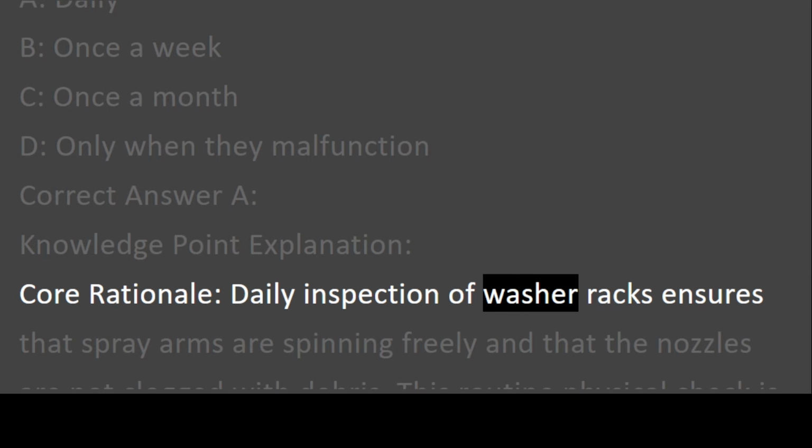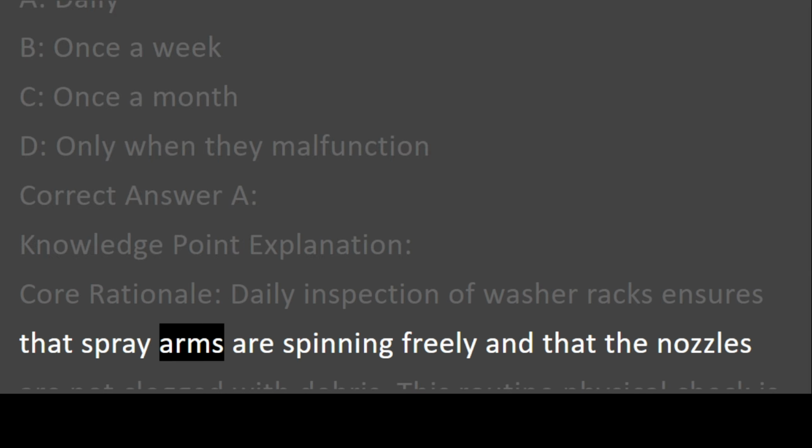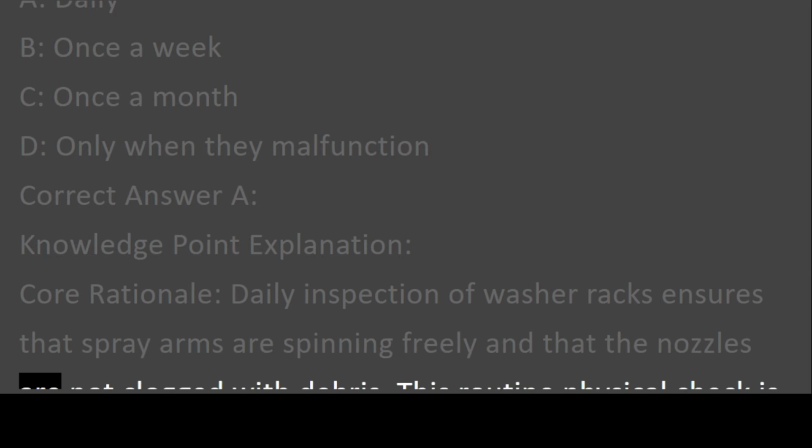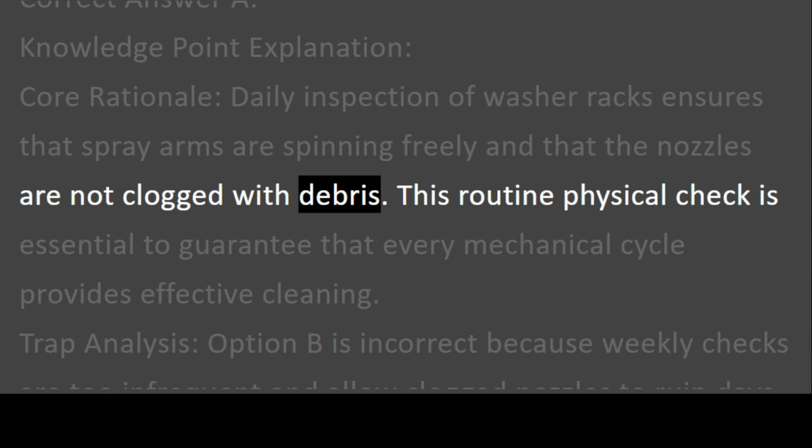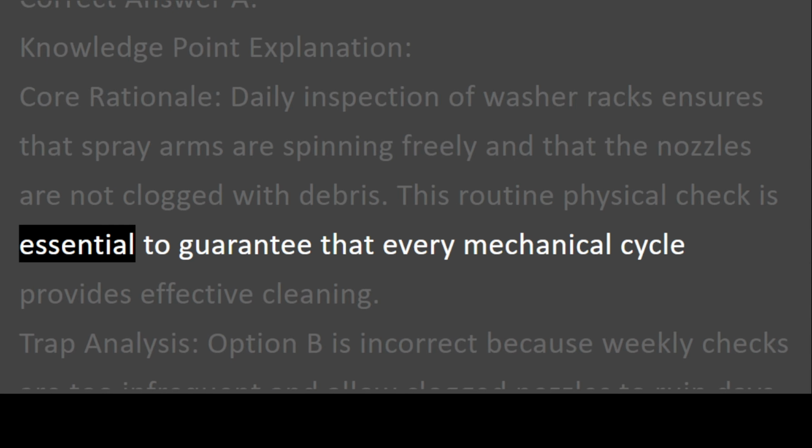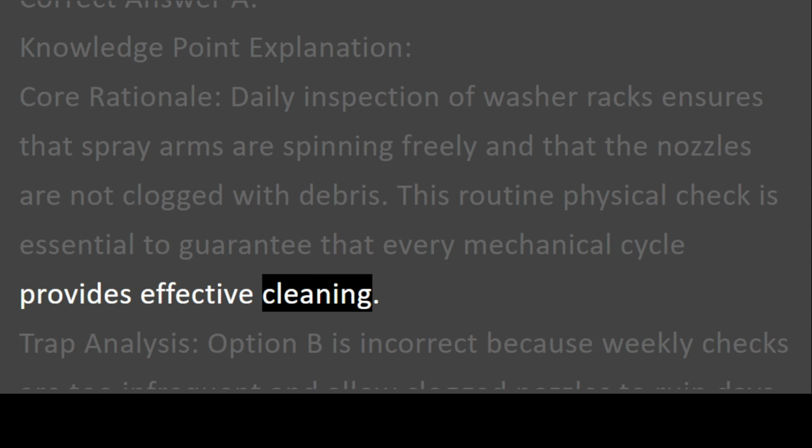Core rationale. Daily inspection of washer racks ensures that spray arms are spinning freely and that the nozzles are not clogged with debris. This routine physical check is essential to guarantee that every mechanical cycle provides effective cleaning.